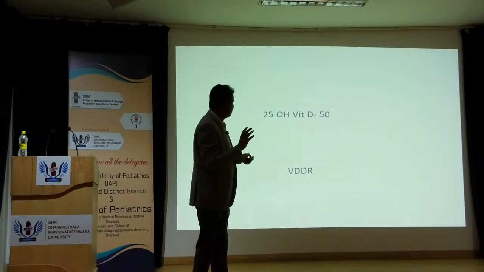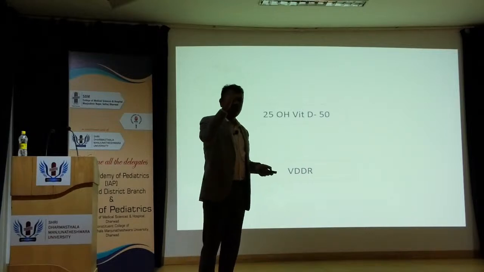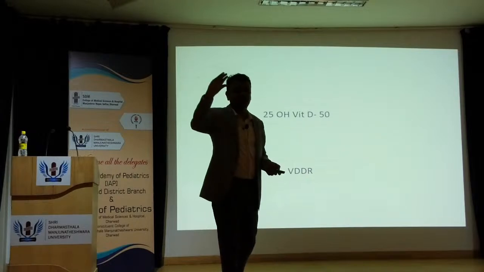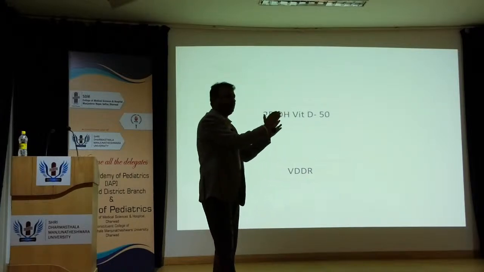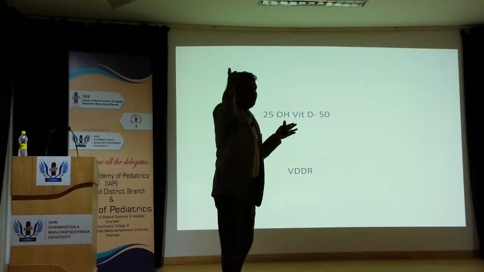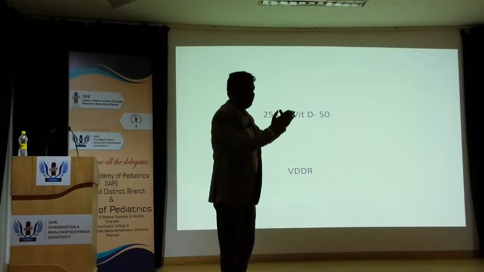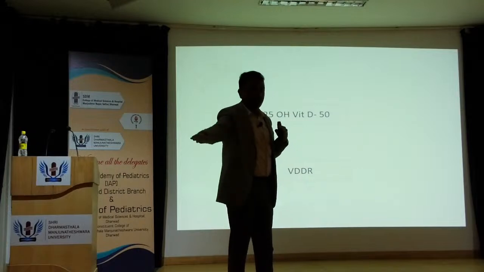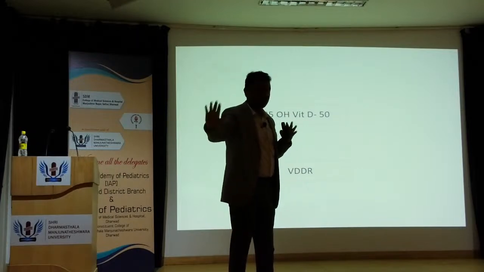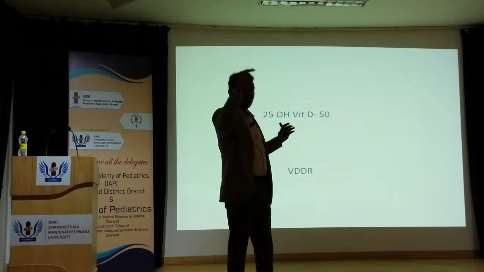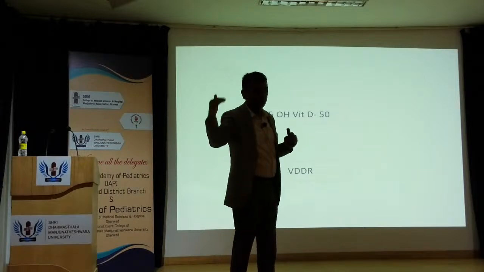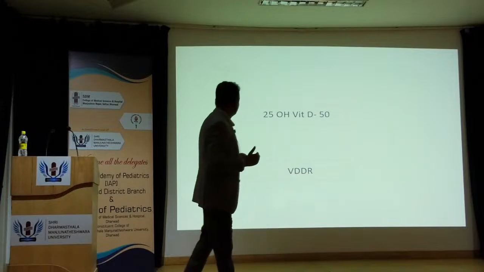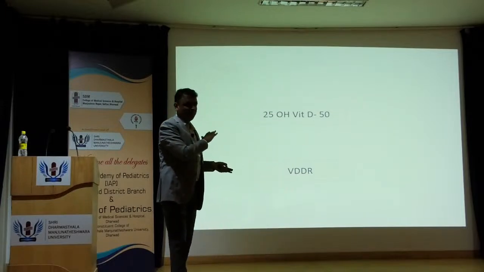So what happens in these children is that 25 hydroxyvitamin D is normal, but because of the enzyme deficiency, that is 1-alpha hydroxylase enzyme deficiency, this 25 hydroxyvitamin D is not converted into 1,25 dihydroxyvitamin D. So here 25 hydroxy is normal with low 1,25 dihydroxyvitamin D. Are you with me? So this child had low 1,25 dihydroxyvitamin D, normal 25 vitamin D. So this is VDDR type 1. Okay.